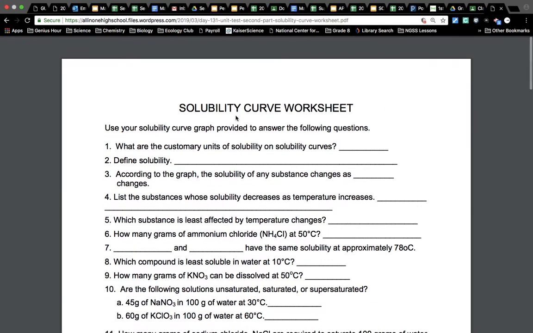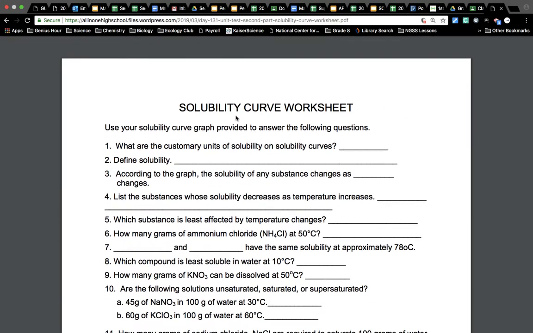Okay. Number two, define solubility. So what does solubility mean? Well, solubility is a measurement of how much solute can dissolve. Okay, how much solute can dissolve, that's in grams, in a given amount of solvent, which is usually 100 grams of the solvent, at a given temperature.